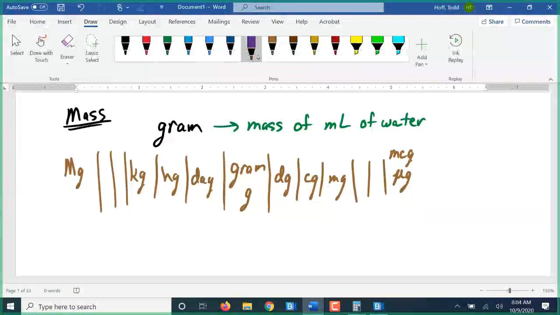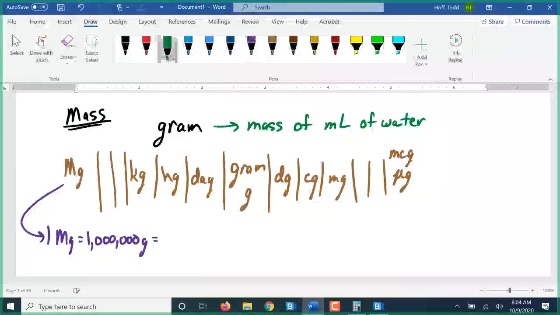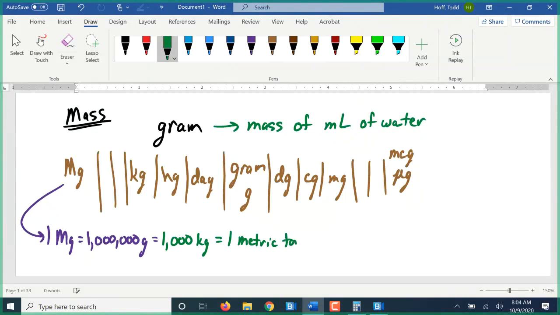Now, the megagram actually has been adopted. 1 megagram is 1,000,000 grams, but more usefully, it's 1,000 kilograms. Because of the relationship between kilograms and pounds, that has been adapted to be called 1 metric ton. So 1,000,000 grams or 1,000 kilograms is a metric ton.